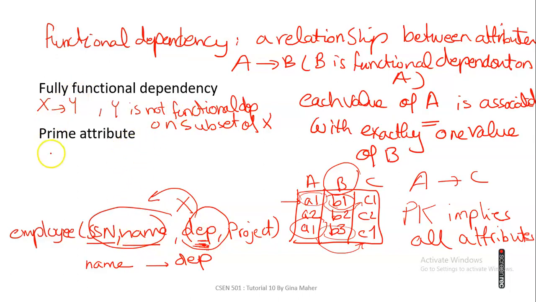What is the prime attribute? It's the member of the candidate key, which means that name is a prime attribute, SSN is a prime attribute. So the prime attribute is a member of the candidate key.